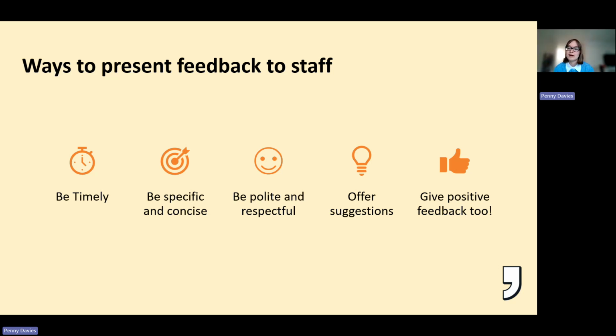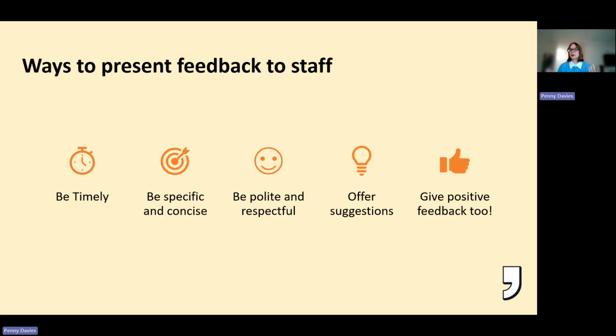Be polite and respectful, which is fairly obvious, but within that, we talk about using or avoiding using emotive language. So rather than saying students hate this module, talk about what it is that makes them hate it. So maybe they hate the module because it's unorganized and they are worried about how to submit to their assessment. So instead of saying students hate this module, you say students are finding this module unorganized and are worried about how to submit to the assessment. Focus on the objective facts rather than the emotions that students are feeling.